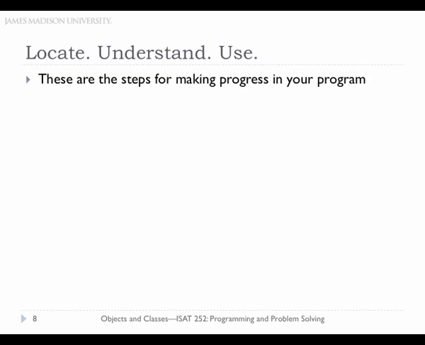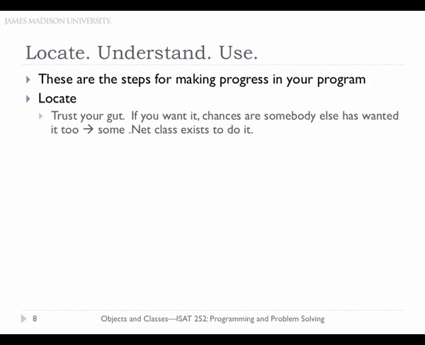API stands for Application Programming Interface. The .NET framework is an API. Most programming languages for Windows environments have some sort of API that you can make use of. When you want to make use of those functions, here are some steps you can follow. The first step is to locate the classes that you'd like to use in your program. This is probably the hardest step, but a good rule of thumb is to trust your gut. If you want it, chances are somebody else has wanted it too. That means that some .NET class exists to do it, it being the thing that you're trying to get done.